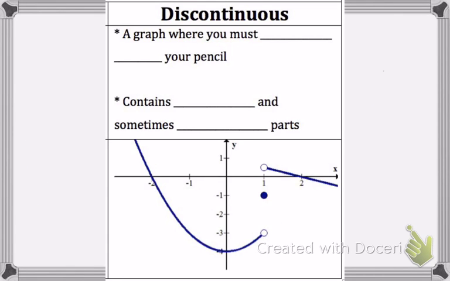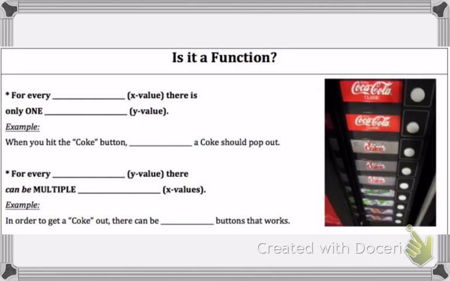Now, discontinuous is kind of a combination of those two things. So it's a graph where you must pick up your pencil. It contains continuous and sometimes discrete parts. So start over here, draw down, and then all of a sudden there's a gap. Pick it up, draw a discrete point, pick it up again, and draw down. So it's kind of a combination of the two things.